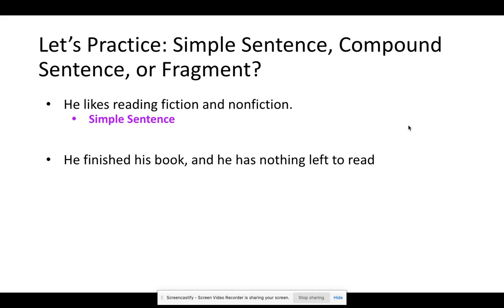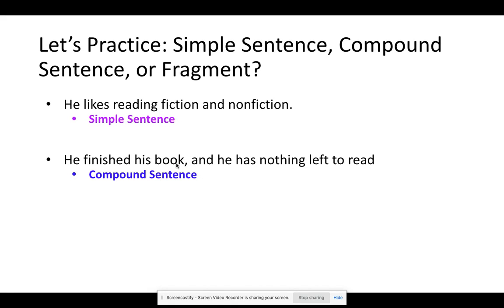He finished his book and he has nothing left to read. Oops, I forgot a period here. Good job if you caught my mistake. But if this had a period, is it a simple sentence, a compound sentence, or a fragment? That's right. It's a compound sentence. Here's why. It's two complete thoughts joined by a conjunction.